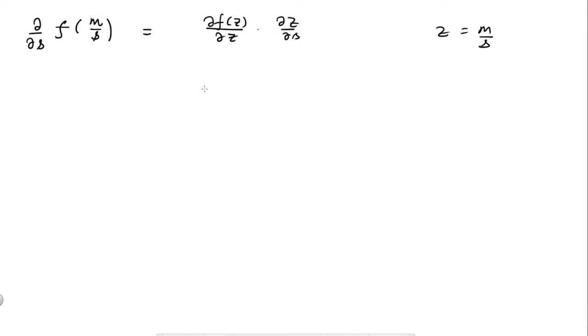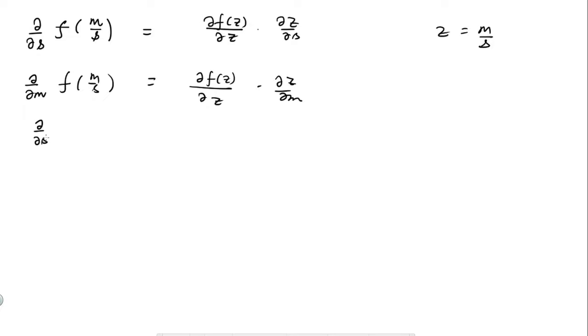Okay, so now you can write ∂/∂m of f(m/s) as ∂f/∂z times ∂z/∂m. Okay, so derivative with respect to s, let's write down that thing.